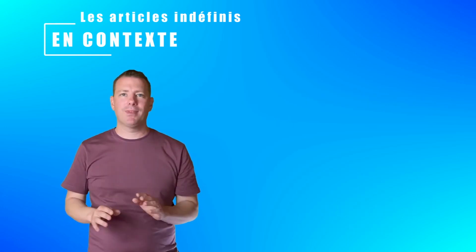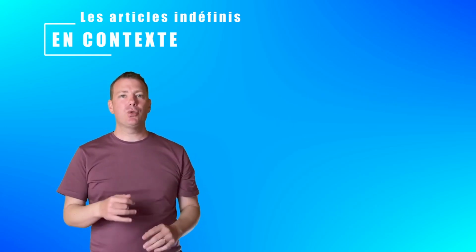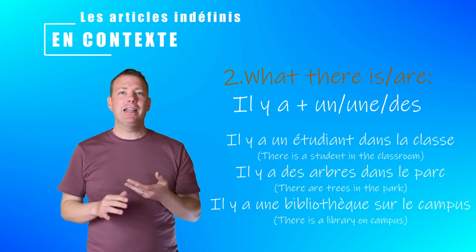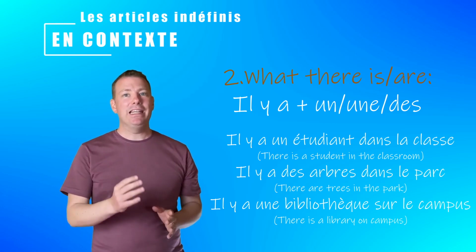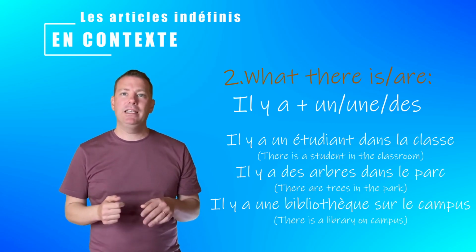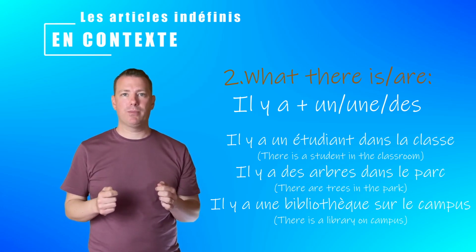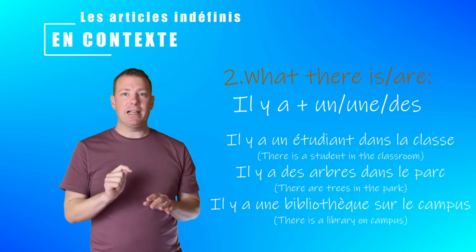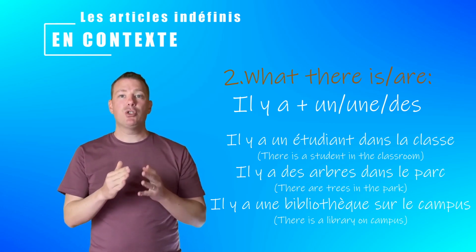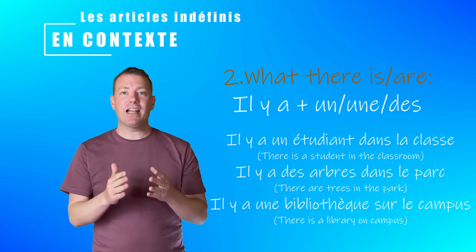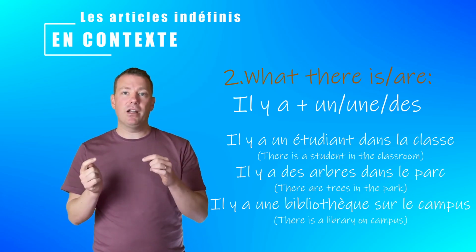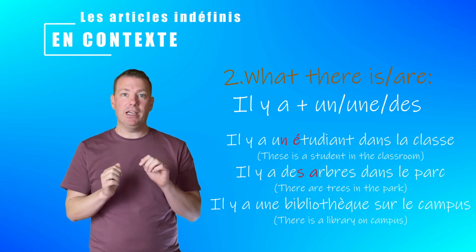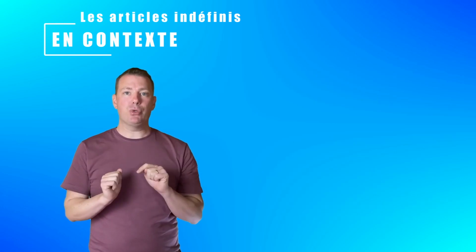Also use indefinite articles to say what there is in a given place. For example, il y a un étudiant dans la classe. Il y a des arbres dans le parc. Il y a une bibliothèque sur le campus. Okay, let's do a short phonetic break here with these examples. Please note that you must do liaison when nouns start with vowels for both singular and plural forms. Un étudiant, there is a liaison here. Des arbres with the z sound.